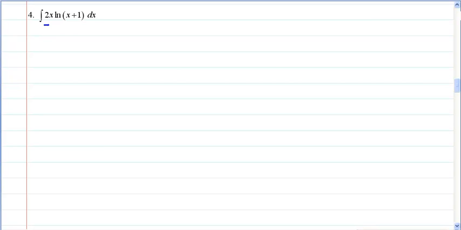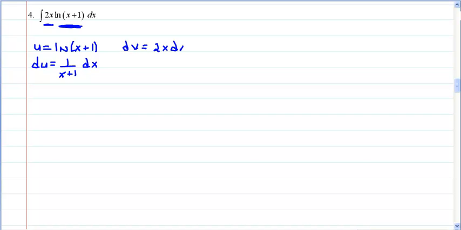For number 4, my two functions are 2x and the natural log of x plus 1. So just as we've been seeing with the last few problems, I'm going to start with u equal to the natural log of x plus 1, and du is equal to 1 over x plus 1. So that dv is equal to 2x dx. And then when I integrate, I get 2x squared over 2, which is just equal to x squared.